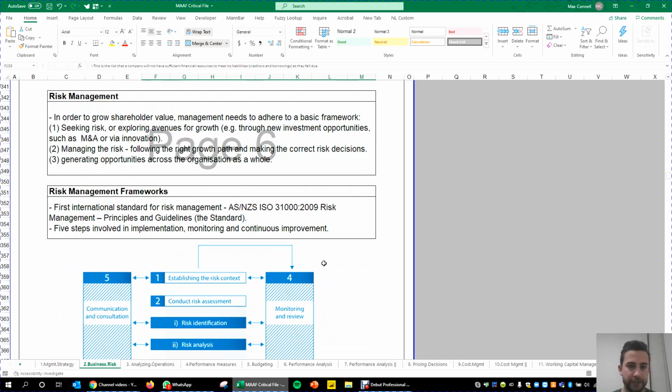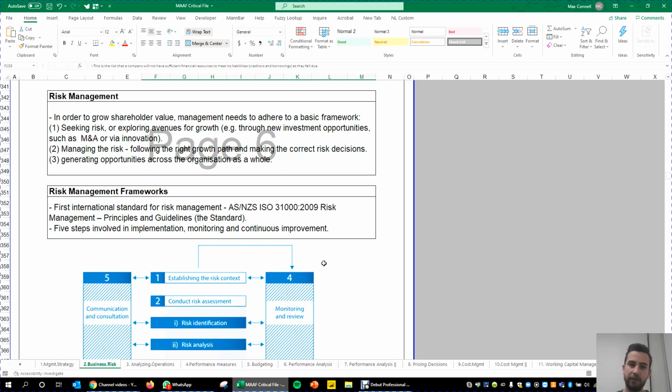Okay, risk management. So in order to grow shareholder value, which is the ultimate goal of a company, the management needs to adhere to a basic framework. So number one, seeking risk or exploring avenues for growth. Because risk isn't always bad, right? Because if you want to grow your company, you need to take a risk. As long as that risk is within an appropriate level and one that the company is comfortable with, it can actually be a good thing, a small amount of risk.